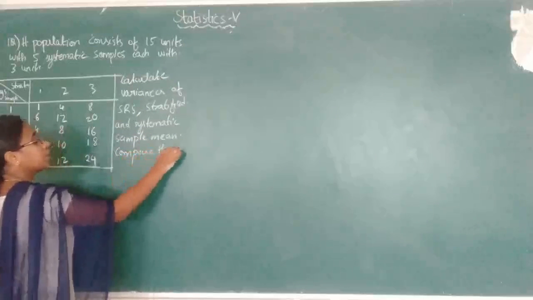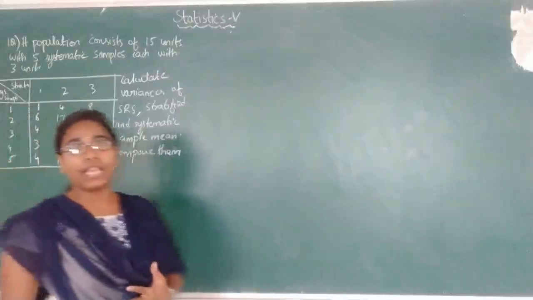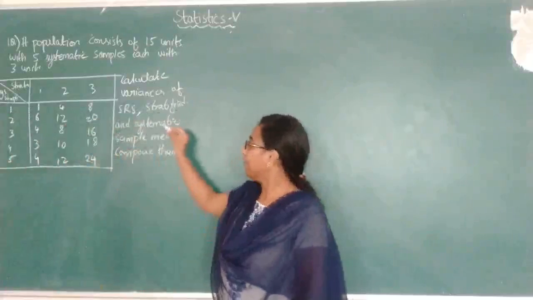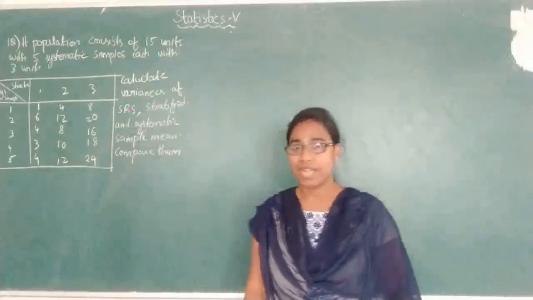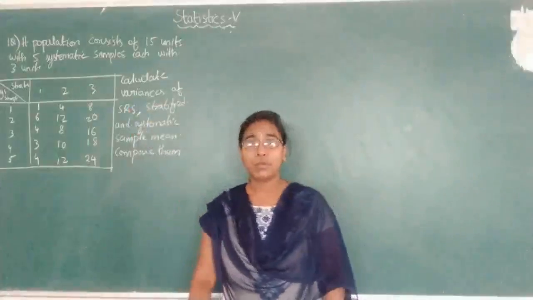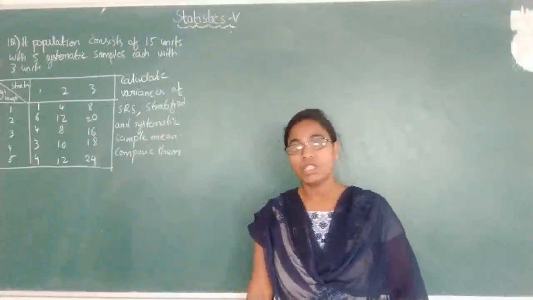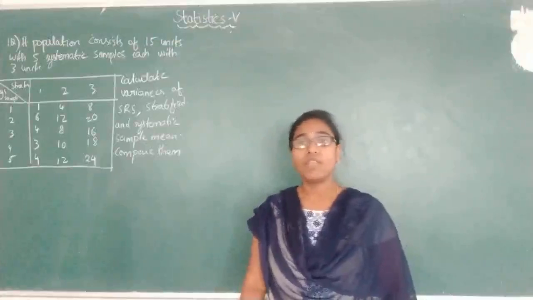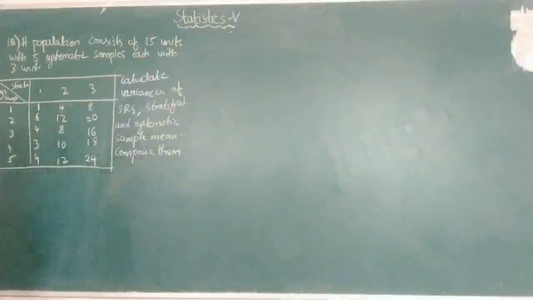So this is the question related to systematic sampling, where 5 systematic samples are given, and from each sample there are 3 units. From this given data, we have to calculate the variances of the sample mean under simple random sampling, stratified random sampling and systematic sampling, and compare those variances. Comparing the variances means we have to find the efficiency. After finding all the 3 variances, we will check which has the lower variance, and that is considered to be the more efficient.